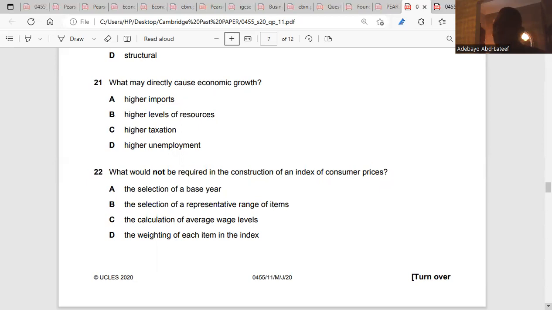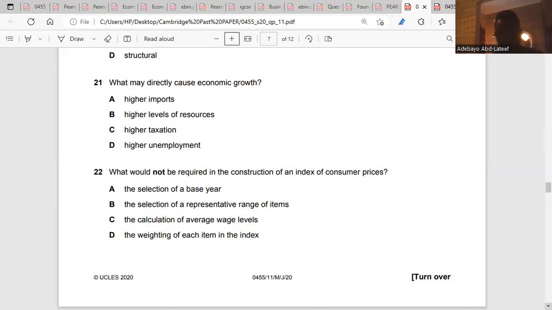Firms would not want to produce. Taxation could also reduce spending in the economy, so it's not going to make the economy grow. And high imports means the economy is not growing. You are bringing more from outside, which means your economy is not growing. Is it clear? So question 20, the answer is B.